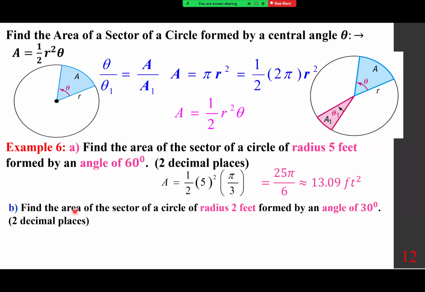What about this case? Find the area of a sector of a circle of radius 2 feet formed by an angle of 30 degrees. We go with the same formula. Radius is 2. Theta is pi over 6. This gives you precisely pi over 3, roughly 1.05 units of the radius squared, because you need to use the units of area.